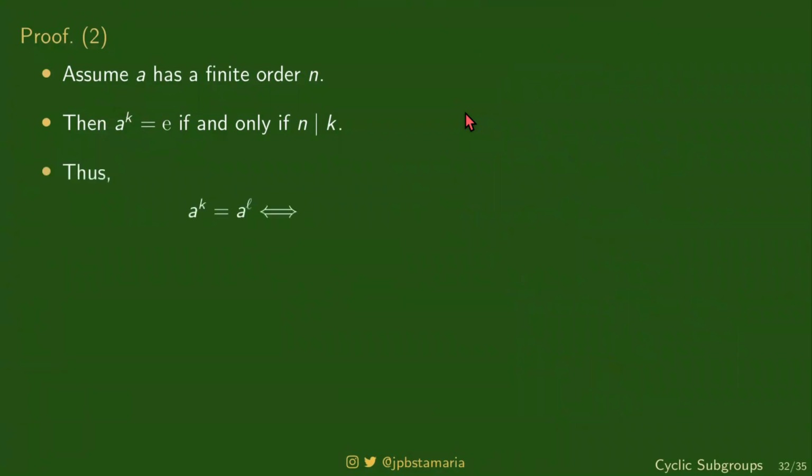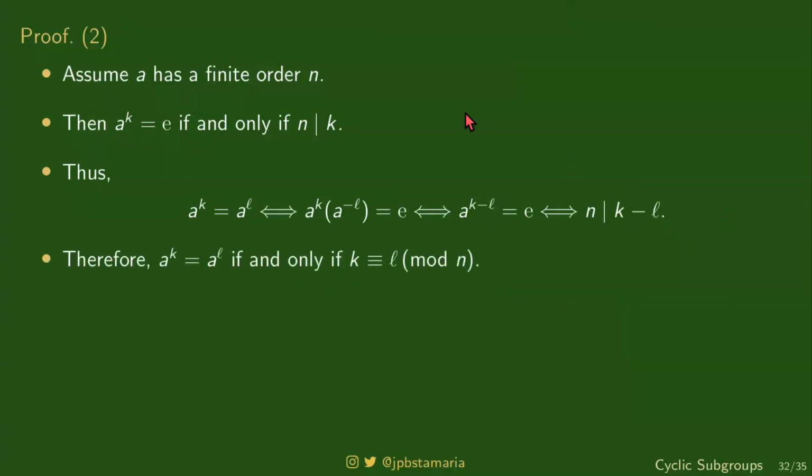Okay? So if you have two powers being equal, that means a to the, again, algebra tayo, yung ginawa ko kanina, maging a to the k minus l is e. So anong ibig sabihin yan? Dapat yung exponents are divisible sa n. O di ba yan ang meaning natin when we say k is congruent to l modulo n.